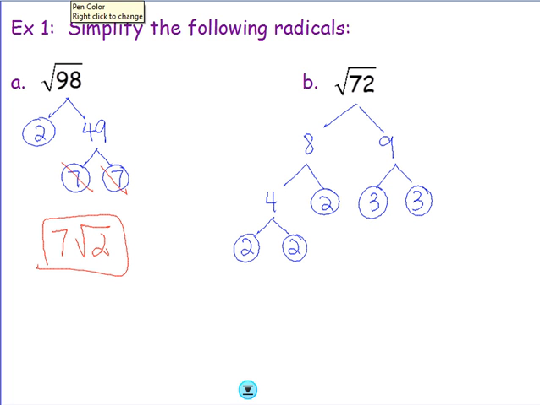We're now looking for pairs. There's a pair of 2s, cross them off. Outside the radical, put a 2. There's a pair of 3s. Outside the radical, put a 3. That is multiplication. This leftover 2 goes inside the radical. When we multiply, our final answer is 6 square root of 2.